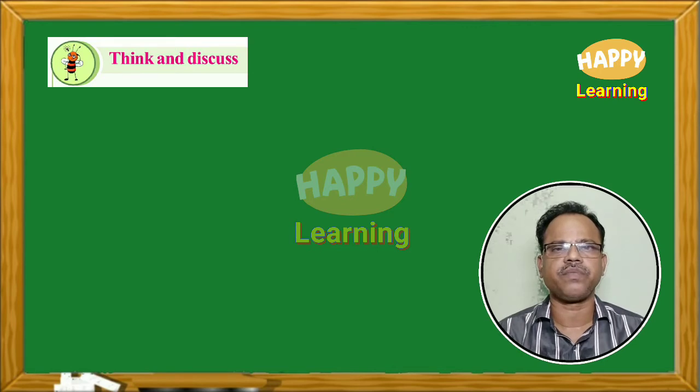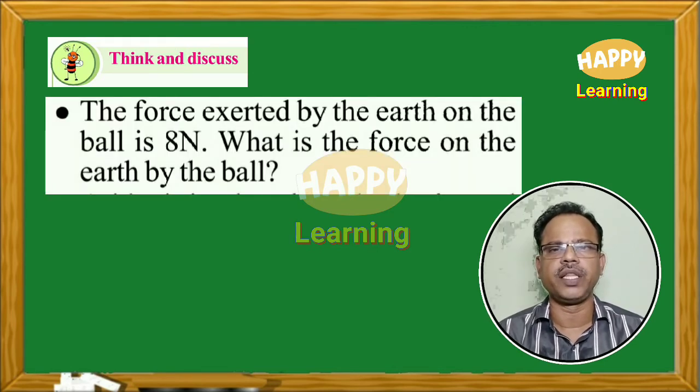And discuss. The force exerted by the earth on the ball is 8 Newton. What is the force on the earth by the ball? Here earth and ball are 2 objects. One side the force is by the earth on the ball. By Newton's third law, there exists a force on the earth by the ball. So, the force on the earth by the ball is also 8 Newton.